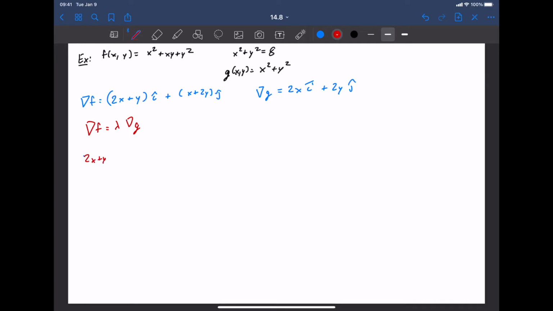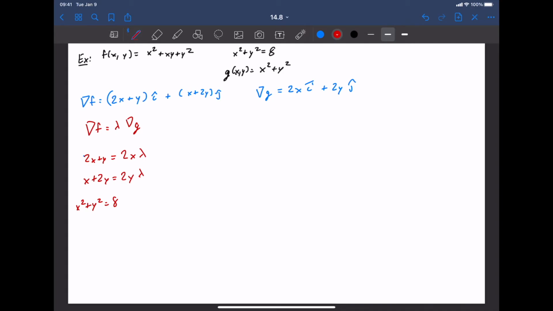We're going to get 2x plus y equals 2x lambda. That right there is pretty clear as to the source of our issues. It's going to be very hard to solve for x or solve for y when we have an equation that looks like that. But you can persevere through this, I promise. The j components give us the equation x plus 2y equals 2y lambda. And again, we know x squared plus y squared equals 8. Those are the three equations we have to work with.